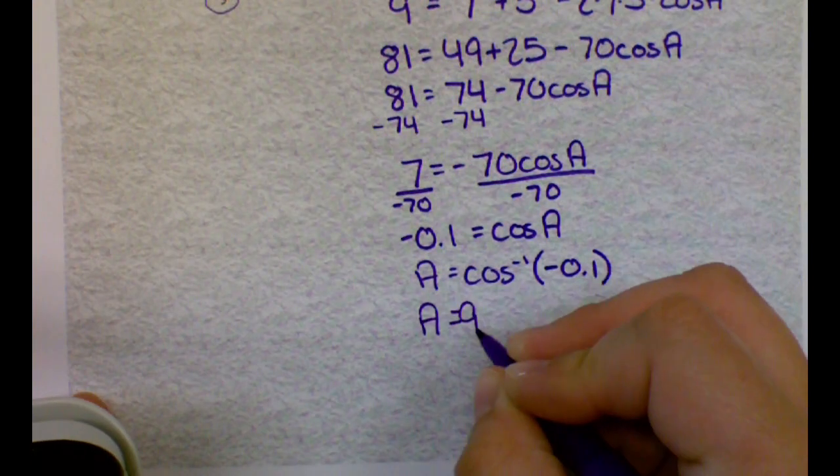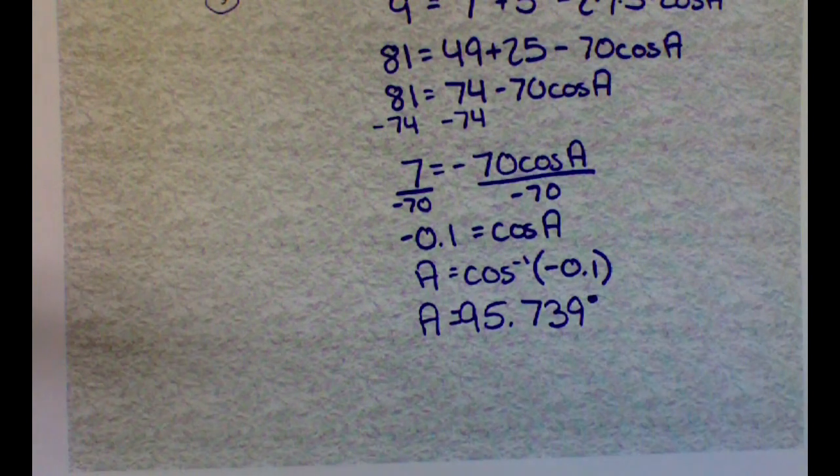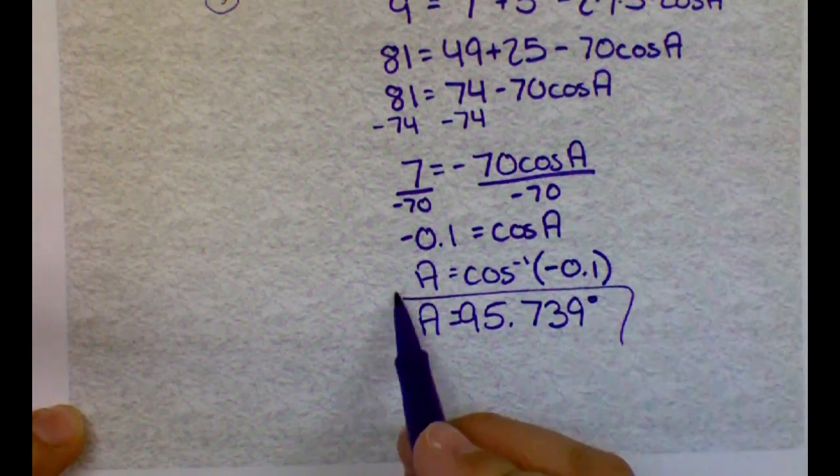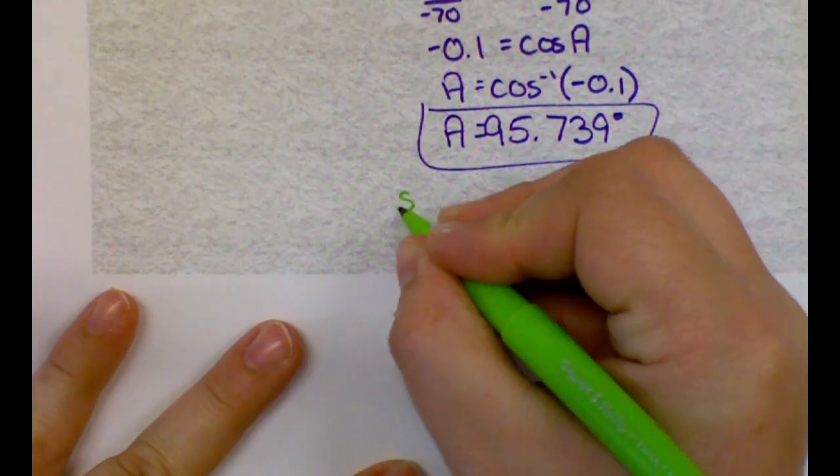Angle A is 95.739 degrees. No question about it, that's the answer. Now you have two options. You could do all that work again to find angle B or angle C, or you can switch over to law of sines, which is what I like to do.